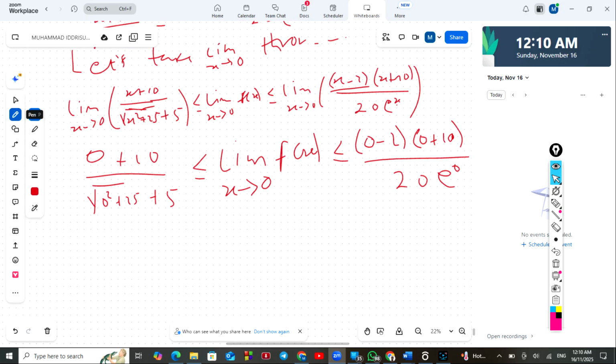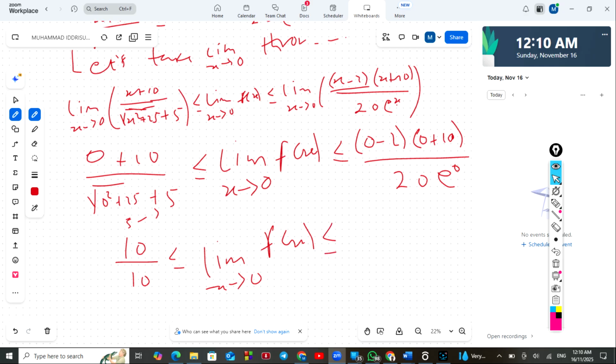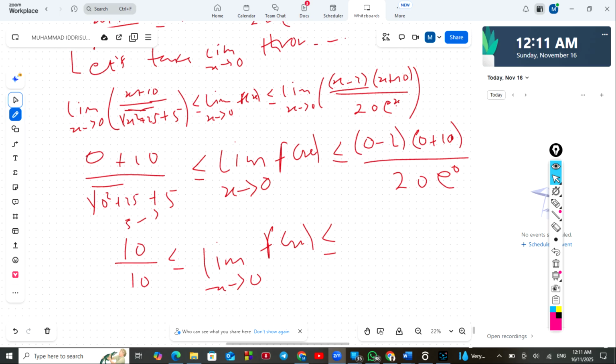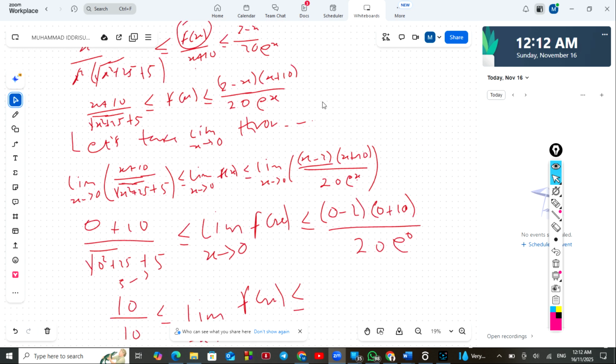So let's continue. 0 plus 10 is 10 over 0 squared is 0 plus 25 is 25. Square root of 25 is 5. So 5 plus 5 is what? It is also 10. Less than or equal to the limit as x approaches 0 of f of x less than or equal to, so now check something. Since I left out something, check here.